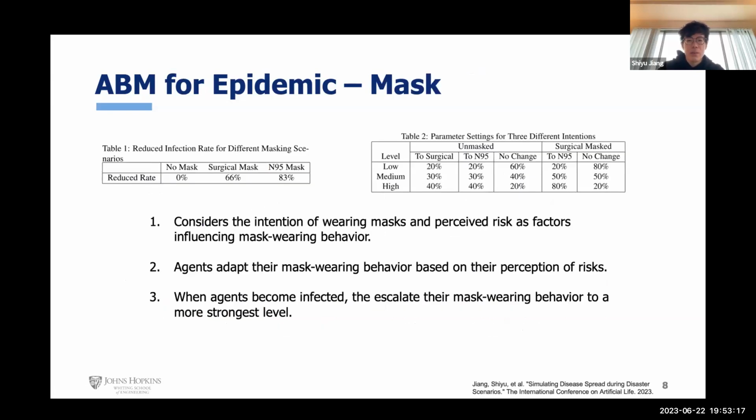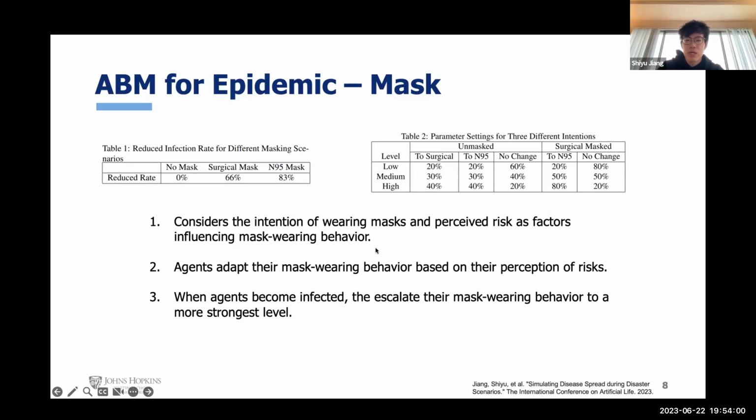And then we have the masking feature, which is a kind of precautionary measure. Basically we programmed three kinds of mask condition. The first is no mask, the second is surgical mask, and the third is N95 mask. Different mask conditions have different reduced infection rates. And we also programmed the intention of the agents. We consider the intention of wearing a mask and perceived risk as factors influencing mask-wearing behavior.